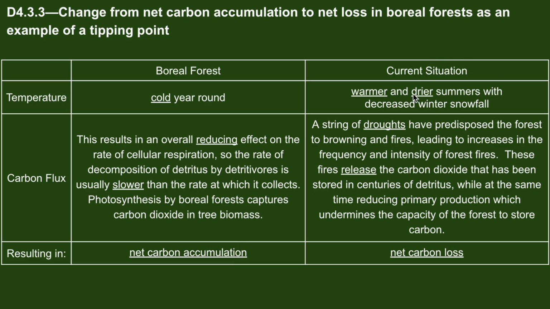Current situation though, we're seeing warmer and drier summers. We've seen a string of droughts. This leads to an increase in the frequency and intensity of forest fires, which then release carbon dioxide that was stored in centuries of detritus, all those pine needles on the floor of the forest, which are being burned. All that carbon then is released into the atmosphere, and we're seeing a net carbon loss as it's released into the atmosphere.